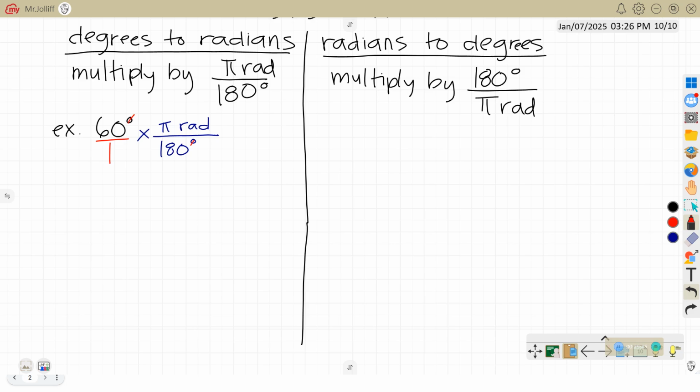What divides evenly into 60 and 180? 60. How many times does 60 go into 60? Once. 60 goes into 180 three times, because 6 goes into 18 three times. And then we multiply. So 1 times pi is pi, and 1 times 3 is 3. Pi over 3 radians. Not too bad.